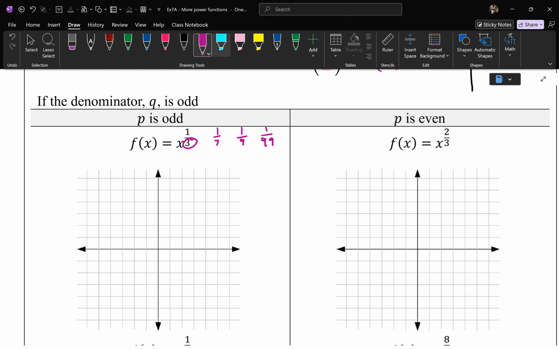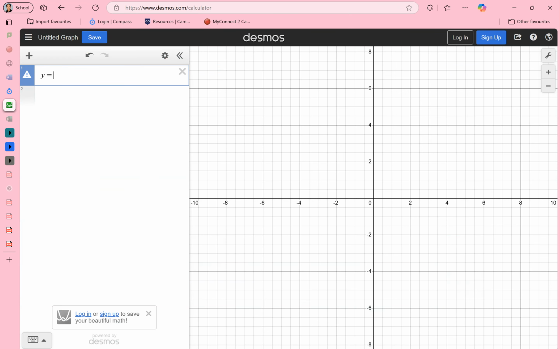That's the pattern. Now you can do that on a CAS or you can do it on a Desmos, but what do you think would happen? Anyone have a guess? Yeah, let's test it. So I'm going to go to Desmos. Here we go. Y equals x to the power of 1 on 3.